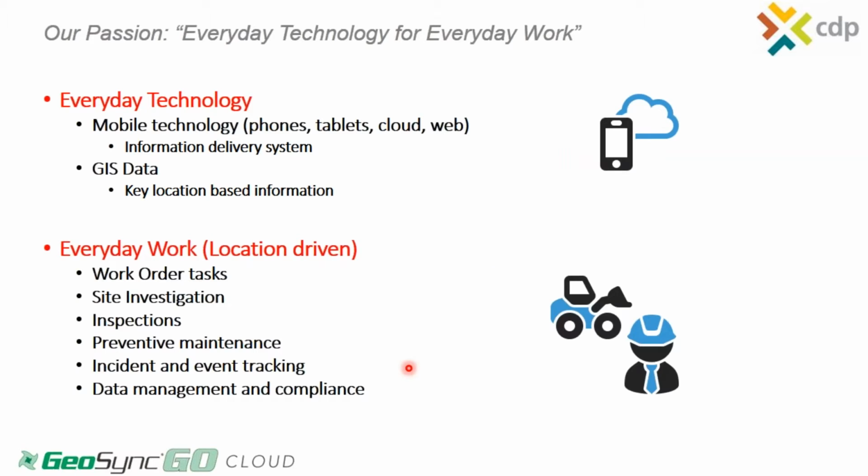So again, as usual, we're looking at all of this from the concept of everyday technology and everyday work. The everyday technology will be focusing on mobile technologies such as cell phones, tablets, using the cloud, web interface, and GIS data, which is becoming more and more common for everyday technology, and then applying this to an everyday workflow. In this case, we're looking at the utility mapping system.